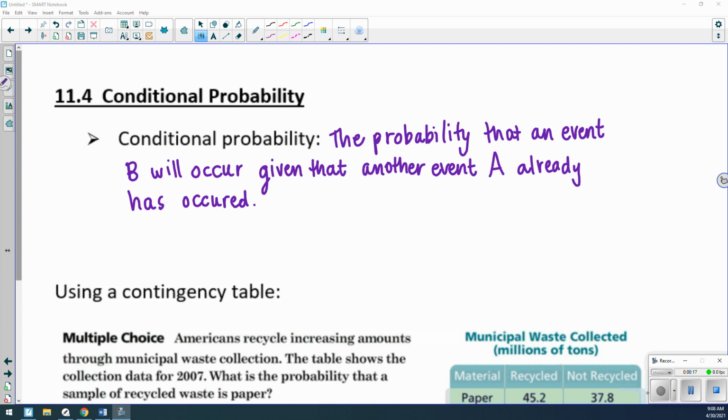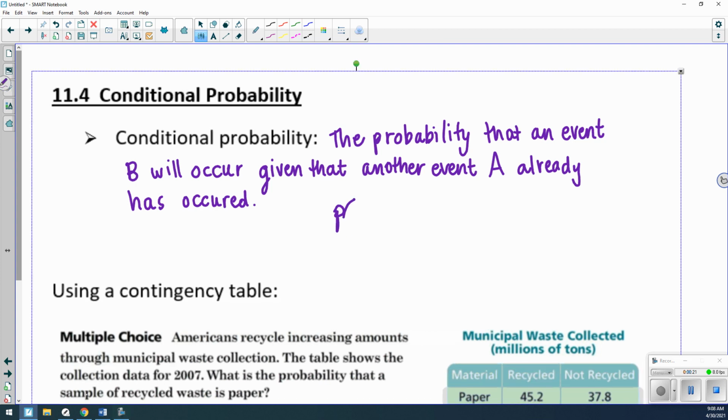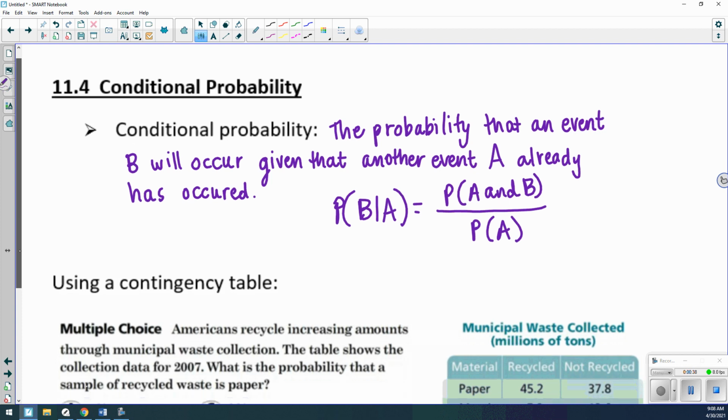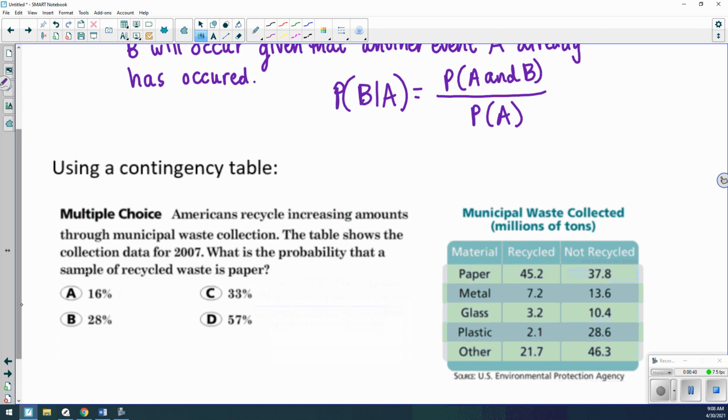The formula for finding a conditional probability looks like this. The probability of B given A is equal to the probability of A and B happening divided by the probability of A. So that's an important formula for us to have in our notes, and maybe tomorrow we'll come back and highlight that. There are two ways of finding a conditional probability, and that is through the use of a contingency table or a tree diagram. So let's start with the contingency table.